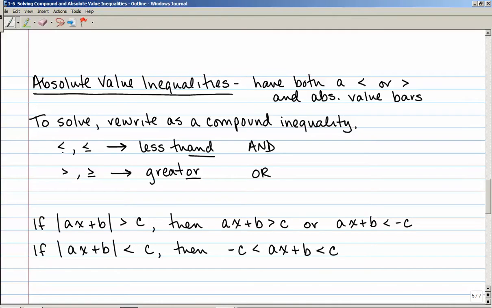If it's a less than or a less than or equal to, I want you to think of that as a less than, and it turns into an and inequality. If it's a greater than or a greater than or equal to, it's greater, and it's going to turn into an or. Okay? Here's kind of the idea behind that, but that's a little confusing. I'll show you how it's going to work out here.